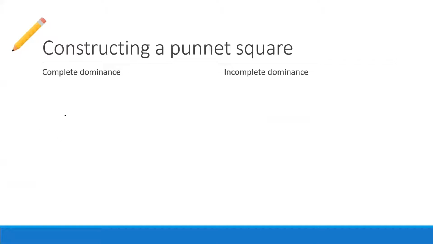To do a Punnett square, I usually go like this. Okay, it's not a very good square, but you get the idea. I'm going to go like this.